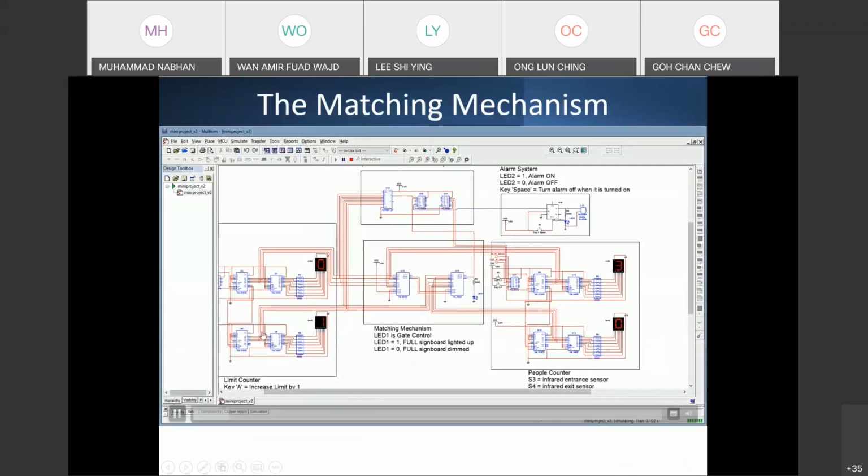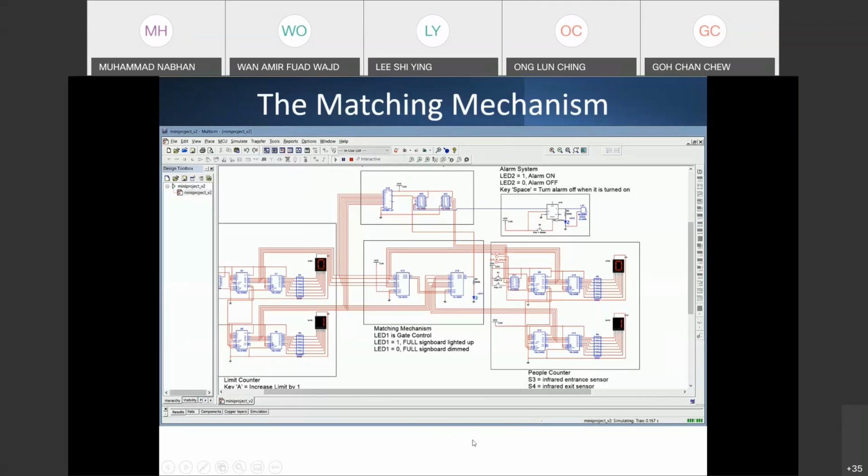Beside here, this is a limit counter where we set it as 10, and now the people counter is slowly increasing to 10. When it reaches 10, you can see that the LED lights up, meaning the full signboard will light up to stop people from entering the place.